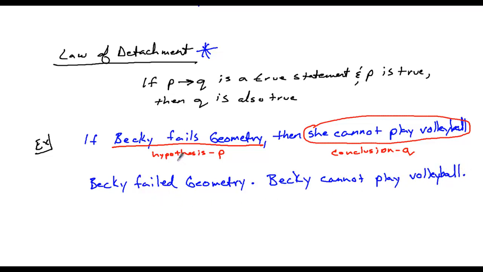Okay? So our hypothesis P is true. So that leads us to, or implies that, Q is true. It's kind of like the cause and effect thing, okay? If this happens, then this is going to happen. Well, oh, darn, this happened. Well, now this is going to happen.